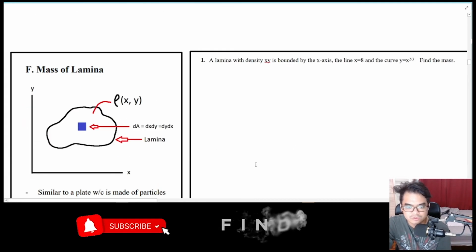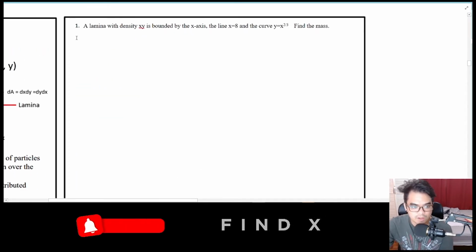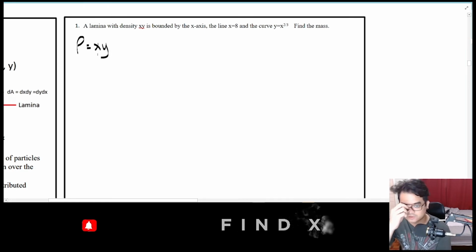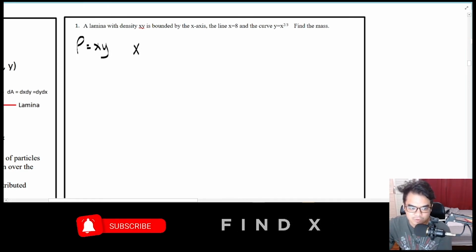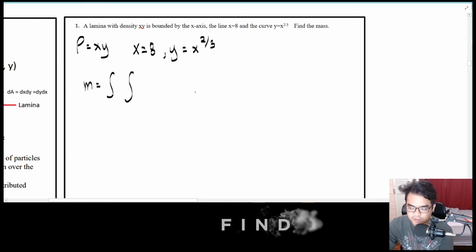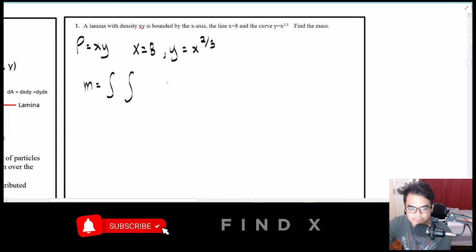Okay, so let's try this one. For number 1, we have a lamina with density xy, bounded by the x-axis and the line x equal to 8, and then we have another curve which is y equal to x raised to 2/3. Find the mass. As you can see, the mass will be equal to a double integral. The question here is, which is it, dx dy or dy dx? In this case, it's better to use dy dx.